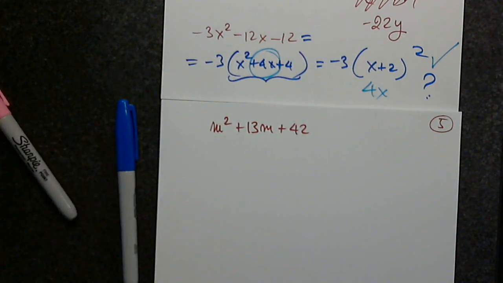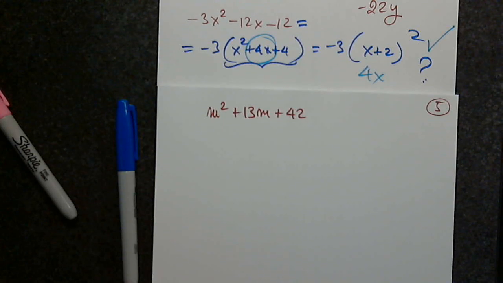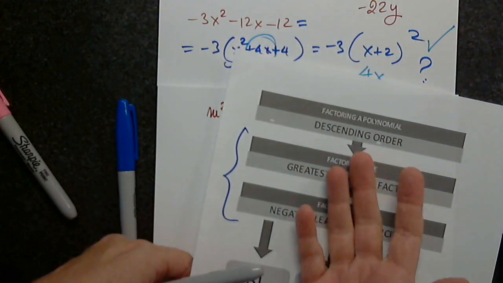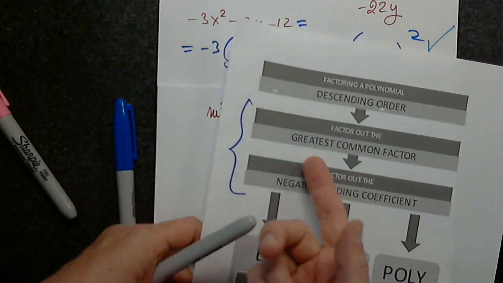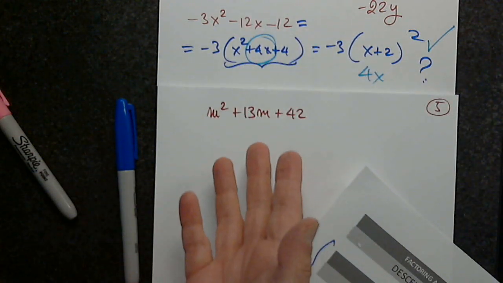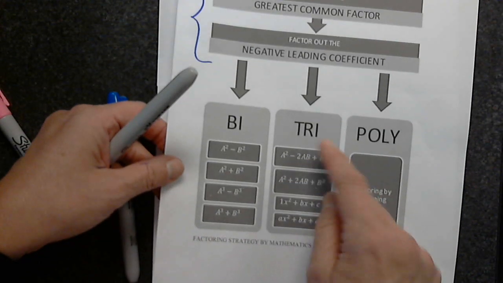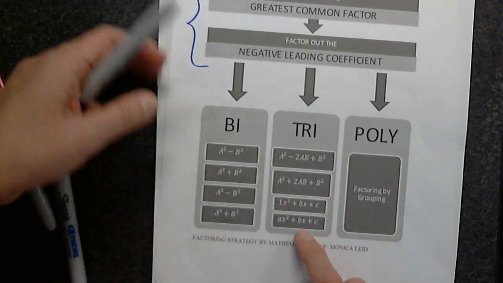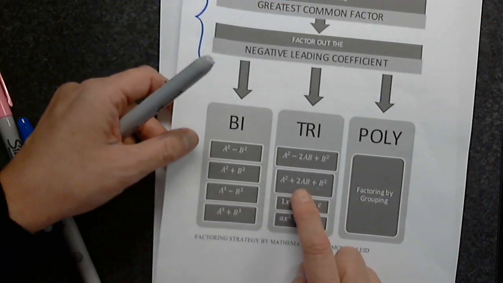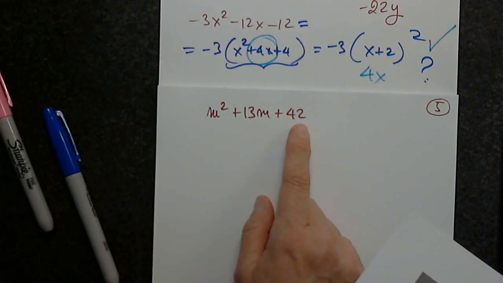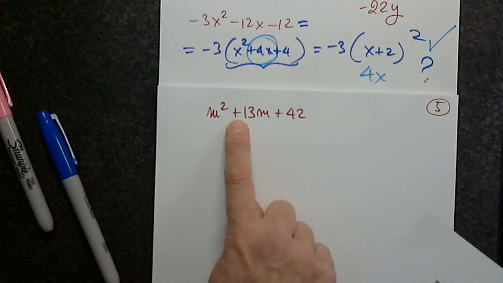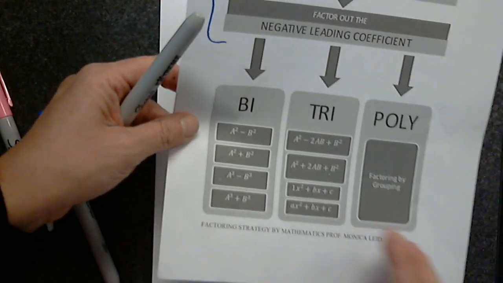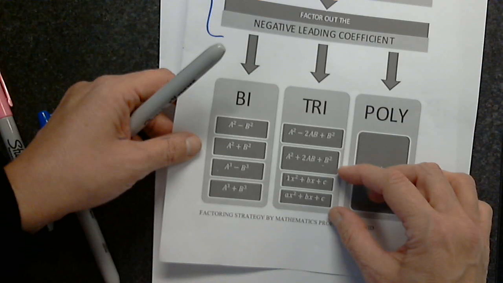Okay, I go back to my strategy. What is it? Is it in descending order? Yes. Greatest common factor and negative leading coefficient? No. Now where am I? So I have to try this, but this is not a perfect square, so this doesn't work. Why am I trying this? Because it's the only one with positive. No way. So now I have 2 options.